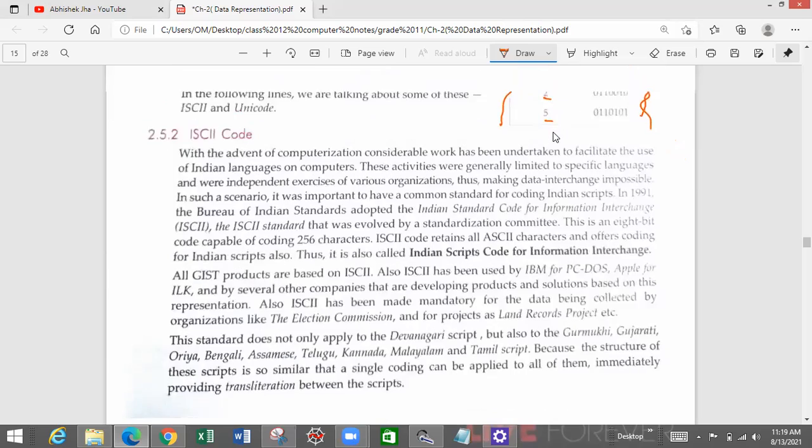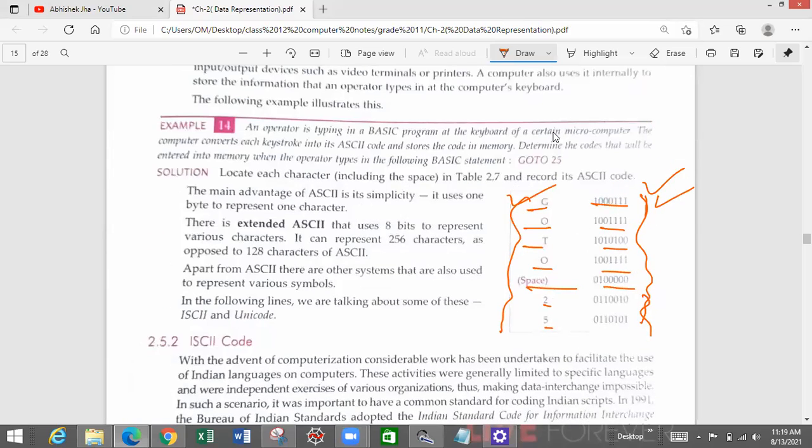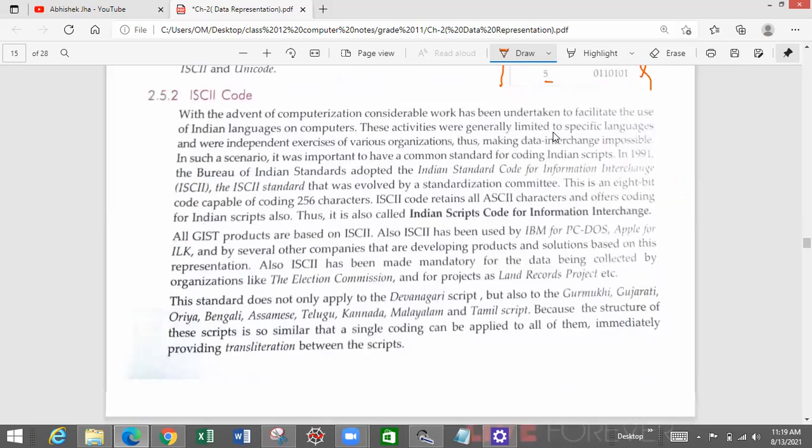Next one, apart from having ASCII 7, we also have a newer version which is called ASCII 8. And basically it is nothing but increasing the number of bits used to represent a character. In ASCII 7 we have 7-bit representation. In ASCII 8 we have 8-bit representation, and the total number of characters is 2 to the power 8, which is 256. In ASCII 8 I can enter 256 different symbols or characters.